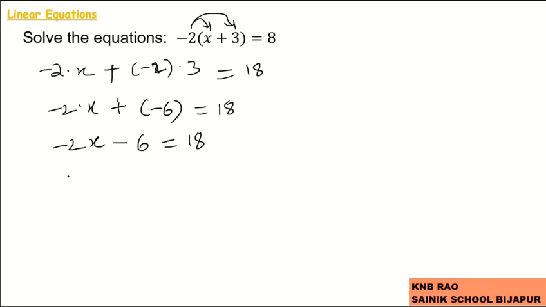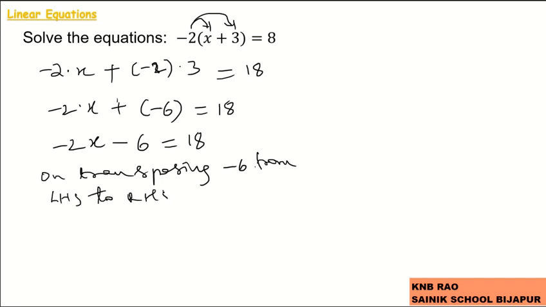That means now by transposing minus 6 from LHS to RHS gives us our next step as 18 plus 6, because it is subtrahend here. If it goes that side, it becomes addend. So, minus 2x equals to 24.